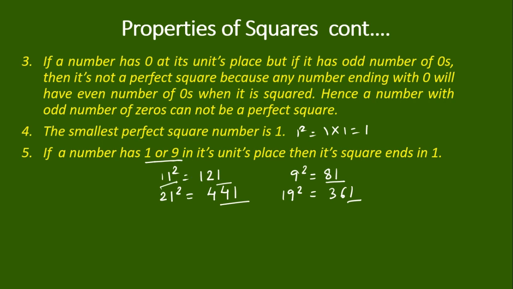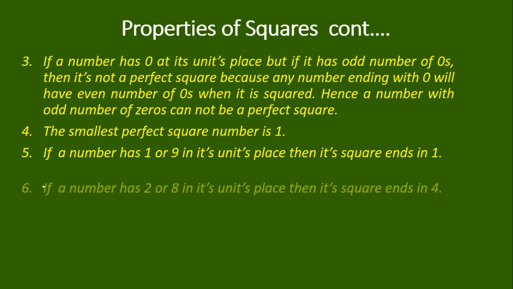Like this number 11, where the units place is 1. Similarly, 21, where the units place is 1. 19, where the units place is 9. 29, here the units place is 9. So all these numbers, if you find the square, then the square numbers will have 1 in its units place. So that is our property number 5. Just by looking at the number, you can say that this number can be a square of a number which will have a 1 or 9 in its units place.